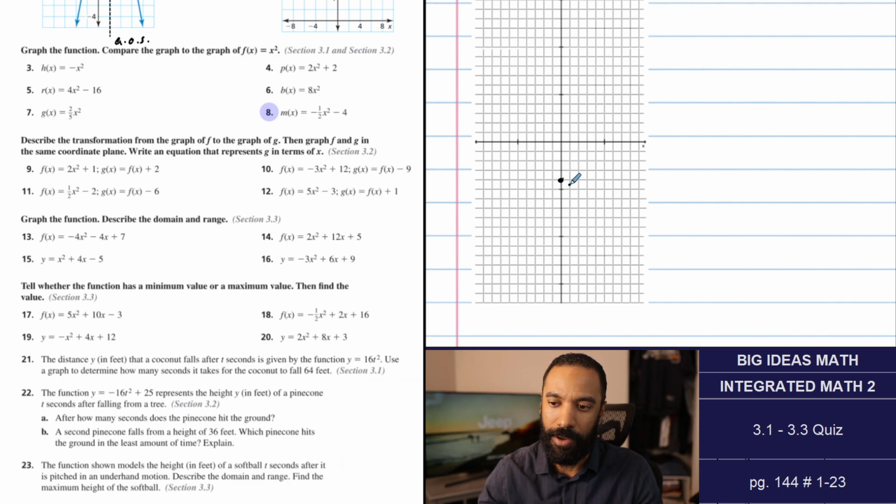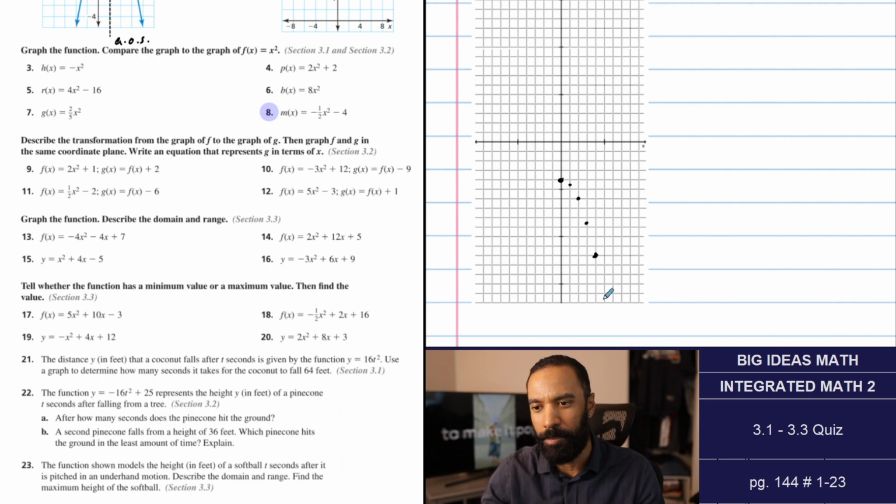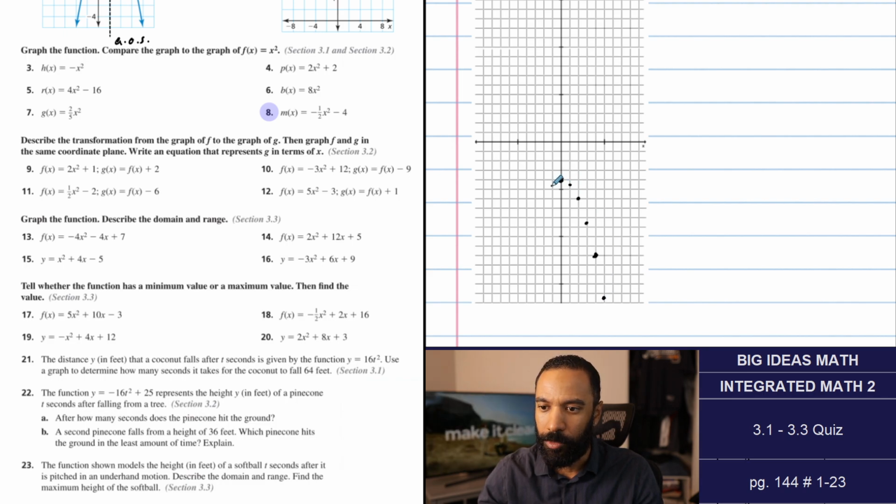So over 1, down half of 1. Over 2, down half of 4. Over 3, down half of 9. That's 4.5. Over 4, down half of 16. That's 8. Over 5, down half of 25. That's 12.5. And I'll be at negative 16.5, like that. So I'm going to reflect those points over here and give myself a nice looking graph.